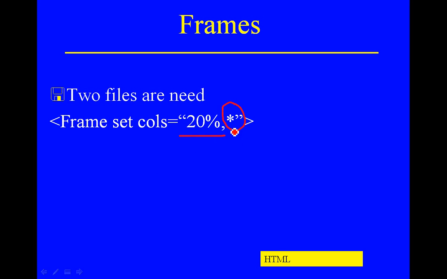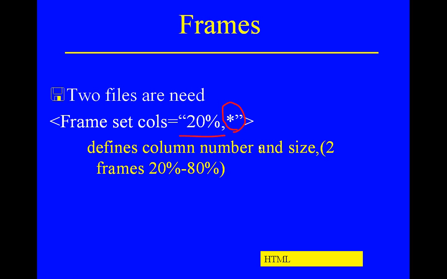All right, we finished HTML with frames. Remember, there's two files that are needed: the main frame page that defines the frame and the index that goes along with the frame. When I define my frames, it can be columns or rows. We use columns. I'm making my first column 20%. The asterisk is the wild card, which means the rest of the page. So it could be, say, 20%, 80%. I said 20% and the rest of the screen.